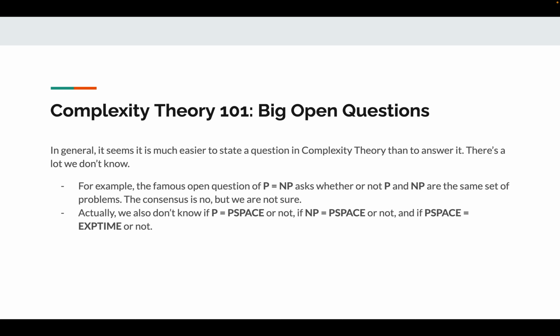Similarly, the other classes on that diagram, actually, we don't even know their exact relationships either. We know the inclusions, but we don't know if P and PSPACE are equal, or if NP and PSPACE for that matter. We also don't know if PSPACE and EXPTIME are equal. So these are also challenges. It seems it's easier to state a problem in complexity theory than to answer it.